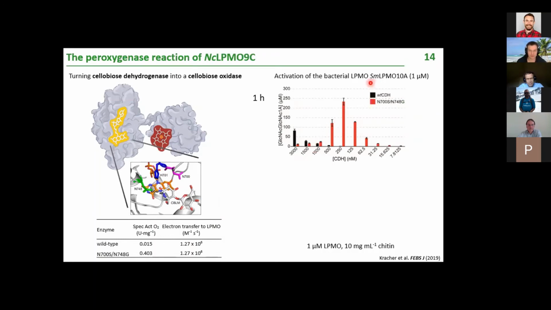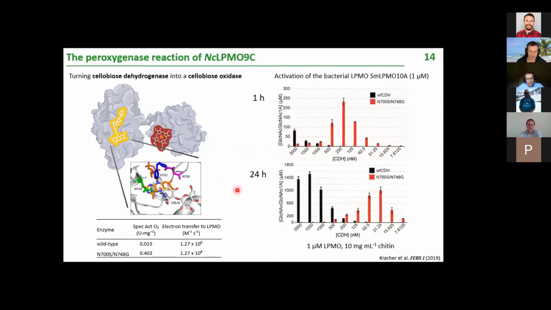And we chose a bacterial LPMO just because it's easier to monitor the reaction products. So what we can see here on the y-axis are reaction products by the LPMO, and on the x-axis, the concentration of the CDH. And in fact, 1 hour into the reaction, we can see that our variant enzyme really outperformed the wild type. So with much lower concentration of CDH, we produced much higher concentration of product.